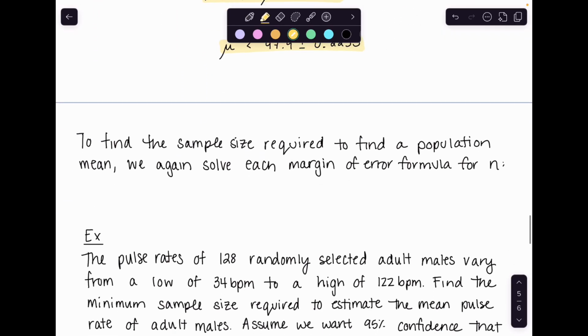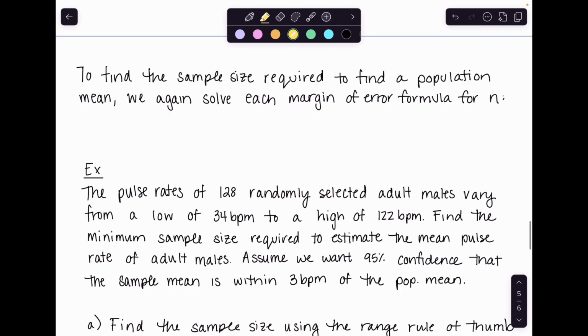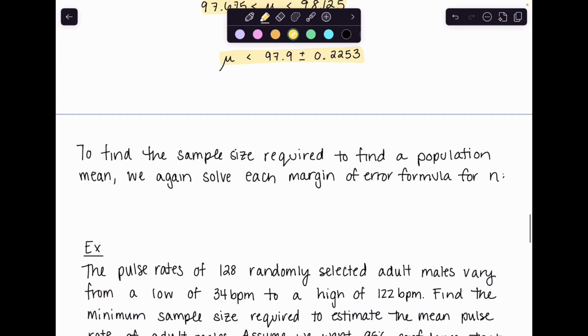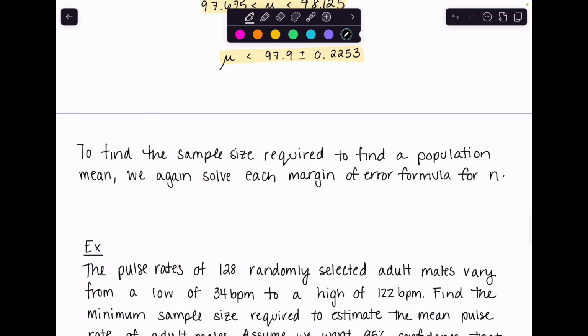So to find the sample size required to find a population mean, we're just going to take that margin of error formula and solve it for n. To refresh on just what that margin of error formula is for our normal distribution, the error is equal to the z-score times the standard deviation over the square root of n.